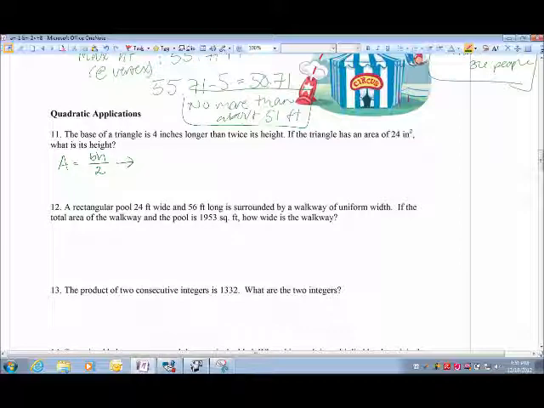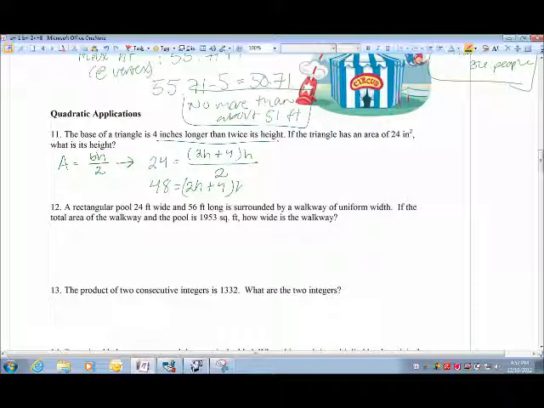Okay, and they give us the area as 24, and then we have our base, which they say is twice the height, so 2 times h, plus 4 inches longer. Okay, so we can plug in 2h plus 4 for our base because of that right there. Okay, and then we're going to multiply it by h, the height, and divide it by 2. Okay, in order to get rid of this division by 2, we multiply both sides by 2, and we get 48 equals 2h plus 4 times h.